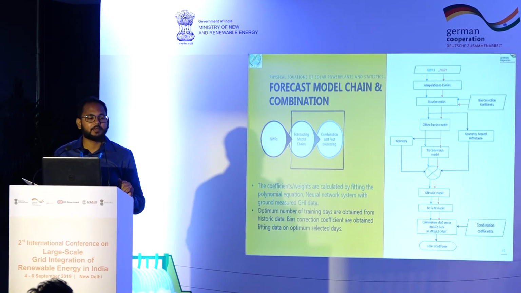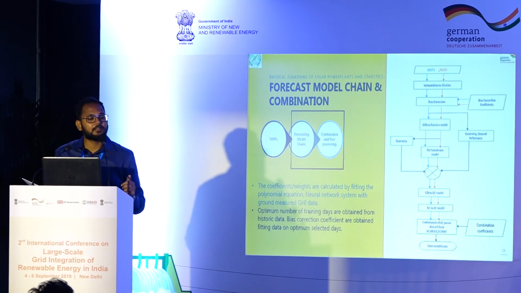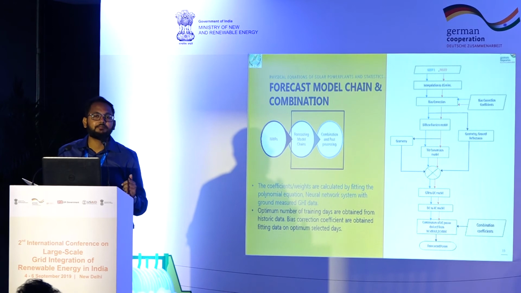In the earlier paper, you have seen that in that particular state, the combination was at the NWP end. Here we are trying the combination at the power end. After giving the NWPs as an input, we find the power values for both of the model chains, and finally we combine at the power end.